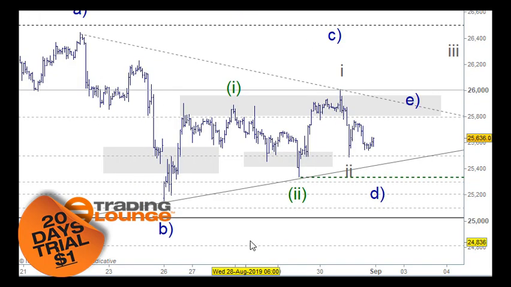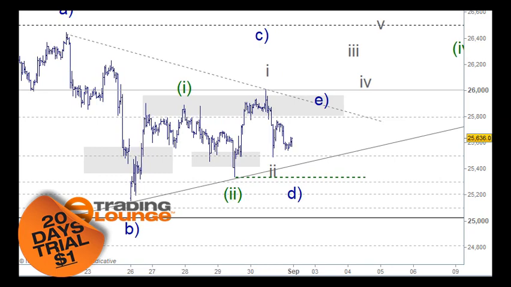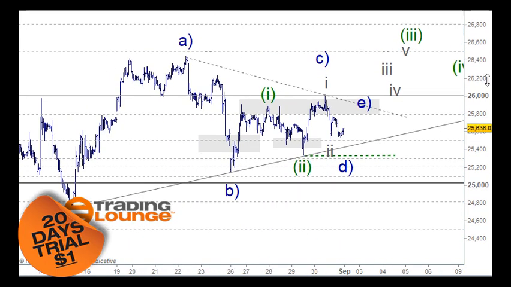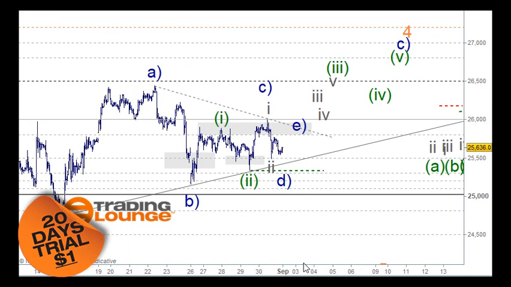So just going to the hourly chart here, we'll look at the previous count that we had and also the current count. From the previous count, we're looking for an A wave, a B wave here, and then 5 waves up as wave 1, 2, 3, 4 and 5 for wave C.